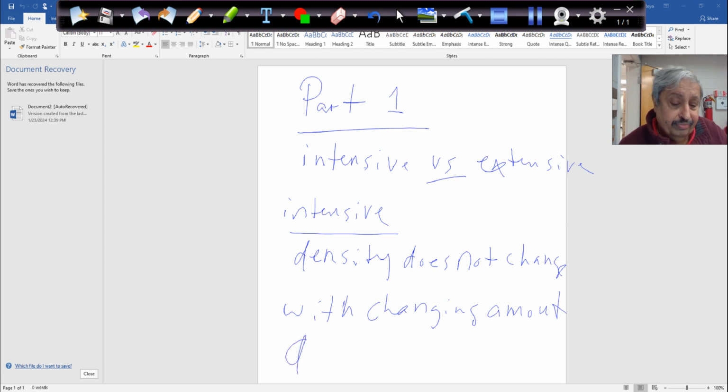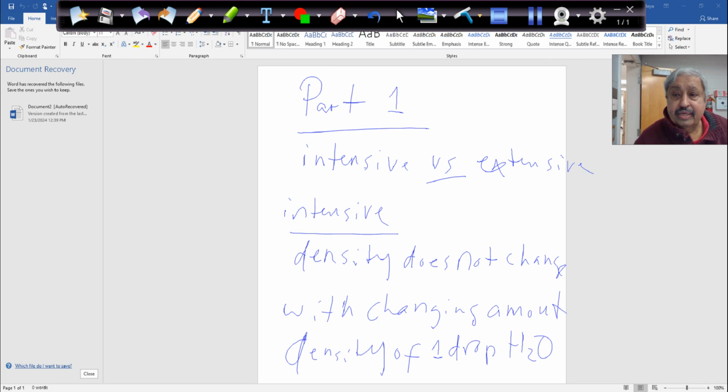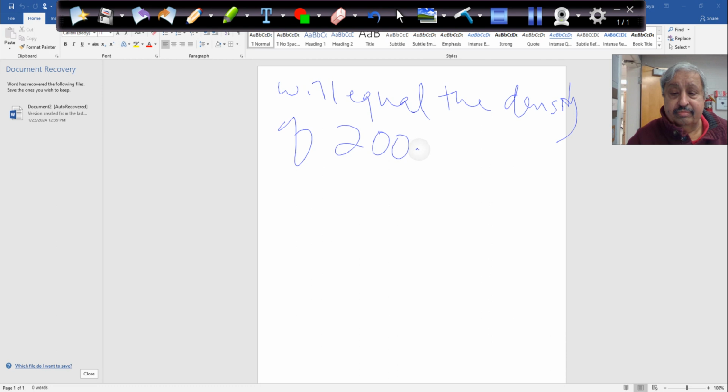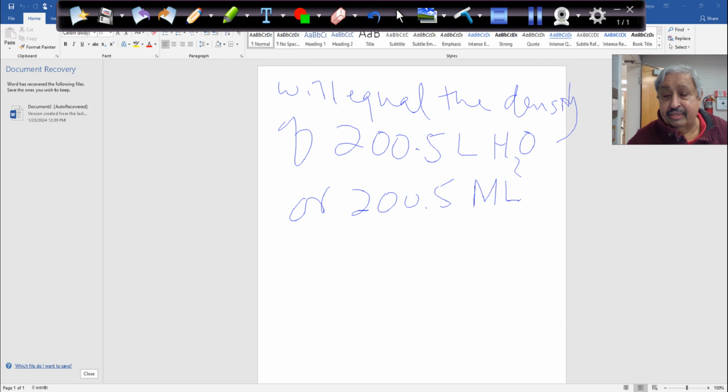It means the density of one drop of H2O will equal the density of 200.5 liters of H2O, or 205.05 megaliters, million liters, of H2O. So it does not really matter whether the amount is small, tiny, or huge. The density does not change.